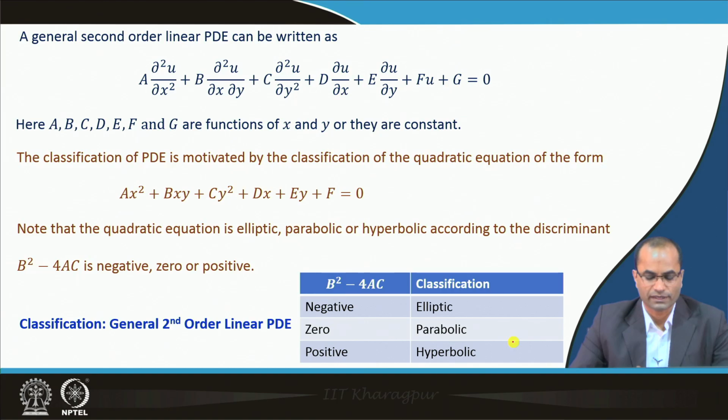So, this is the classification, and actually if we go into the details, based on these classifications, all these elliptic PDEs have common properties. Similarly, the hyperbolic PDEs and the parabolic PDEs share many common properties, and therefore they fall into one of these categories.